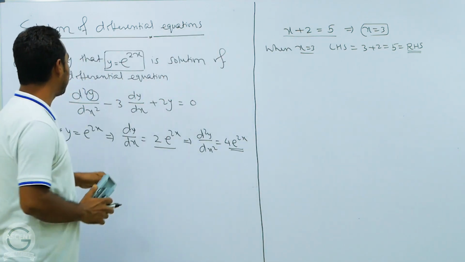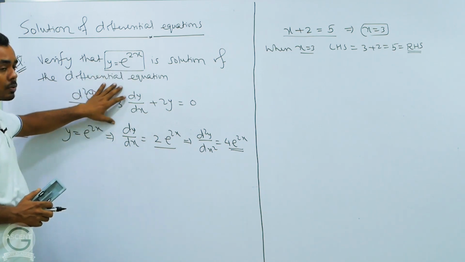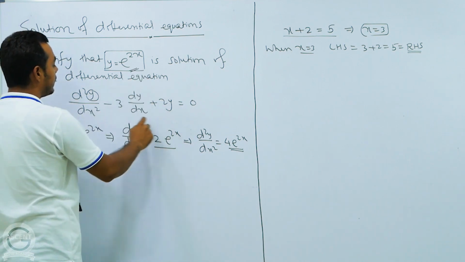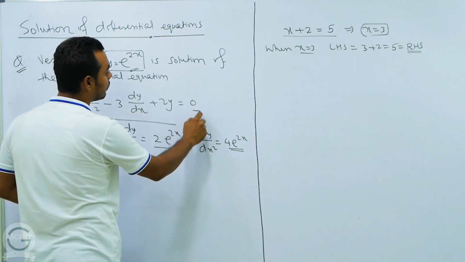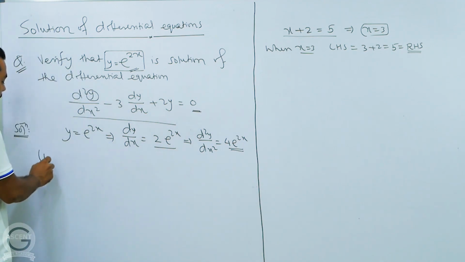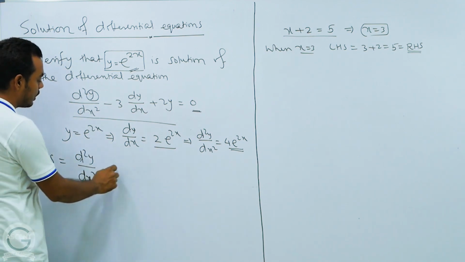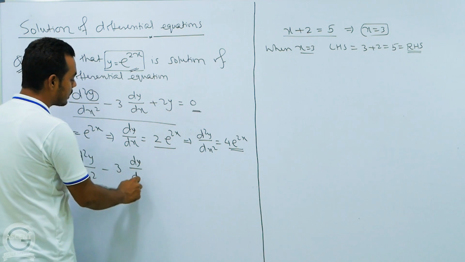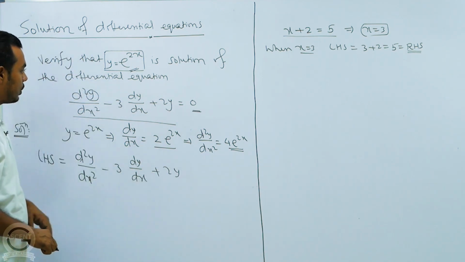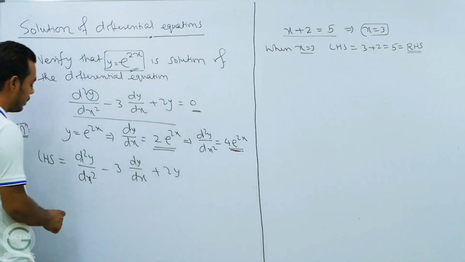So similarly here, if I have to verify that y equals e to the power 2x is the solution of this differential equation, then for this given function we have to show that the left hand side, which is this expression, will be equal to the right hand side, 0. So if y is e to the power 2x, then our left hand side is d2y by dx square minus 3 dy by dx plus 2y. Now in place of y we have to substitute e to the power 2x. dy by dx will be this thing, and d2y by dx square will be 4 into e to the power 2x.